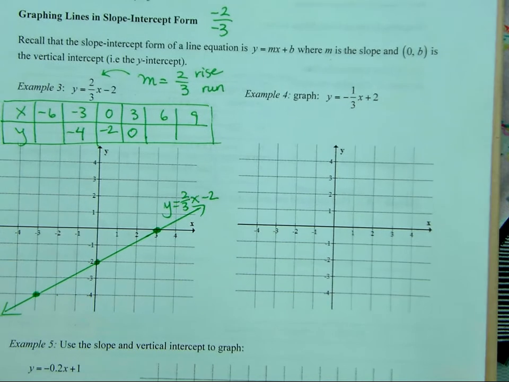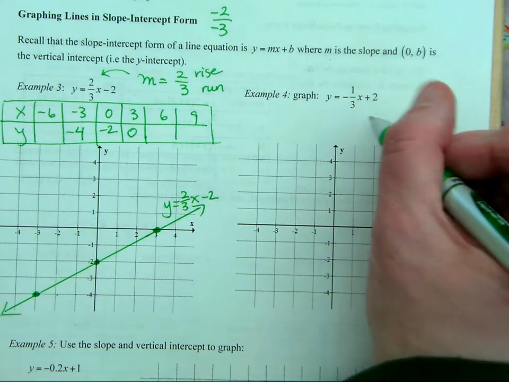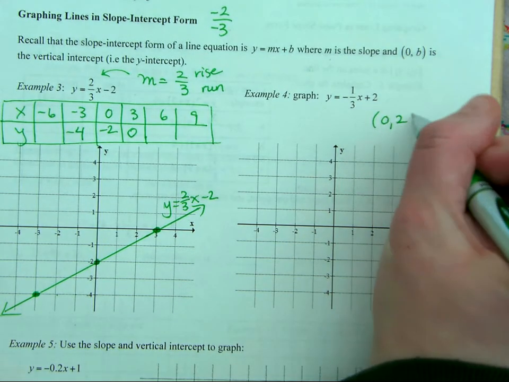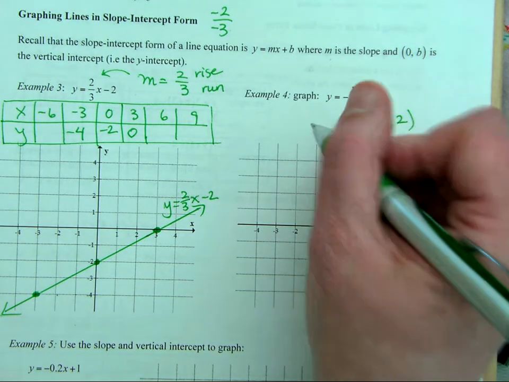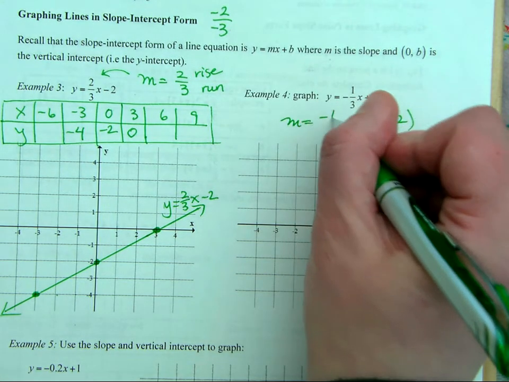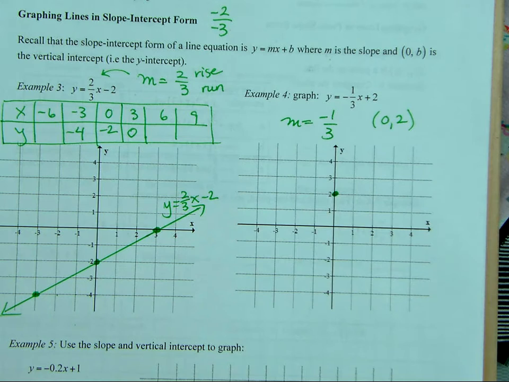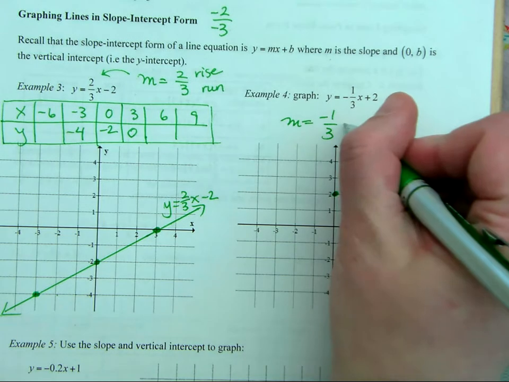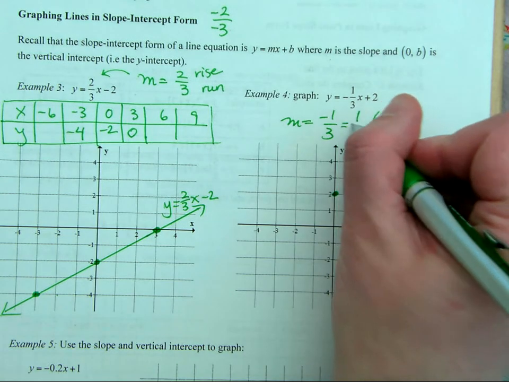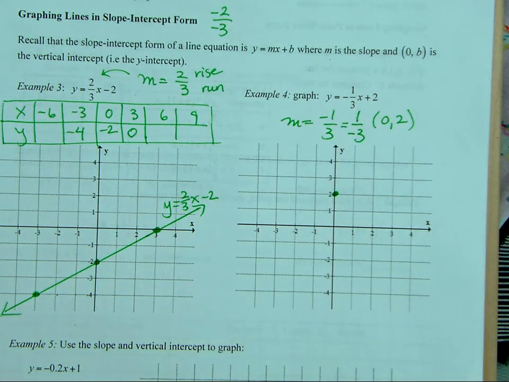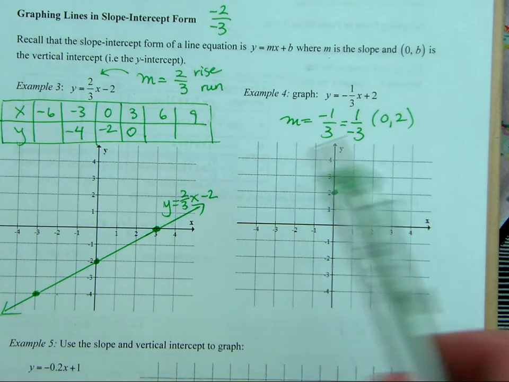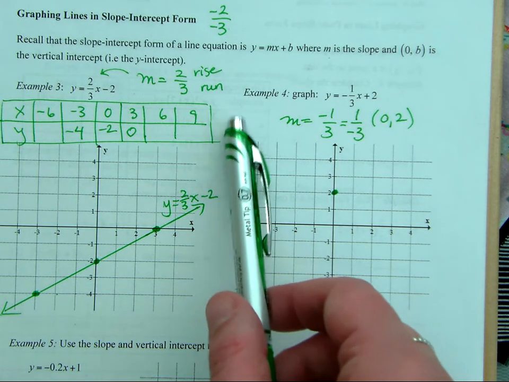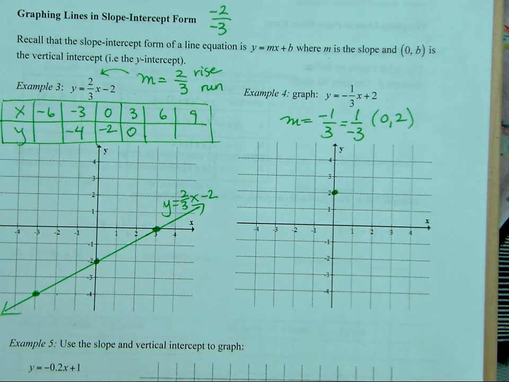So let's look at this one. What's the y-intercept here? +2. So 0, 2. And then what's the slope? You could say it's -1 over +3 or +1 over -3 because we're going to want to go up and down. Now notice a positive slope is increasing from left to right. A negative slope is going to do the opposite. It's actually going to decrease from left to right.